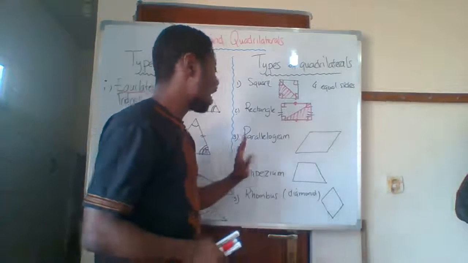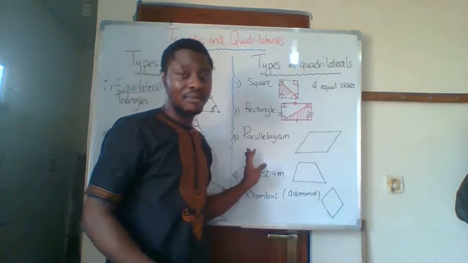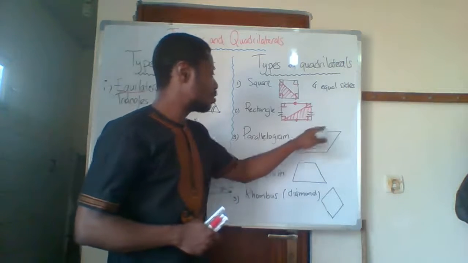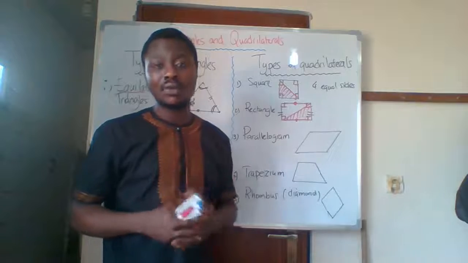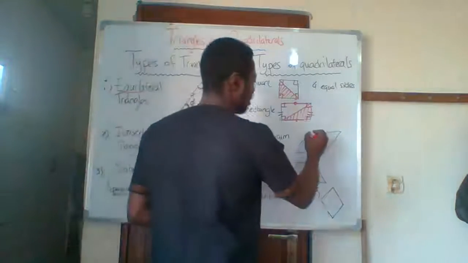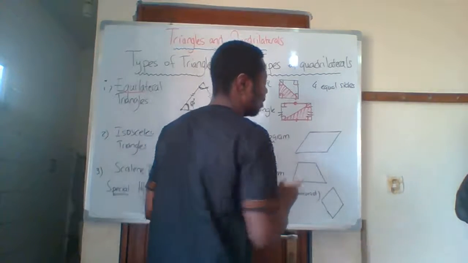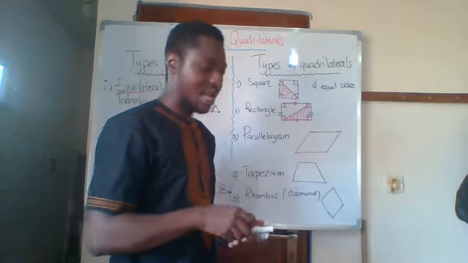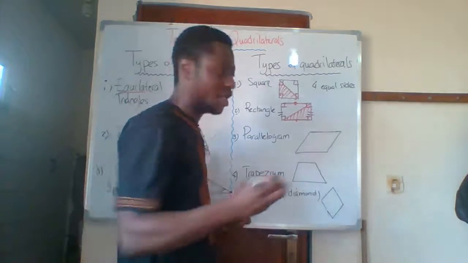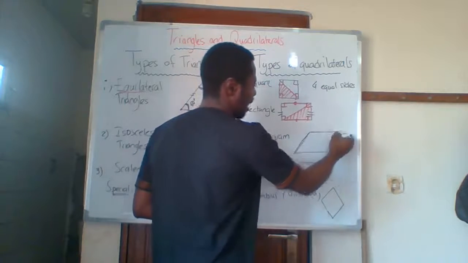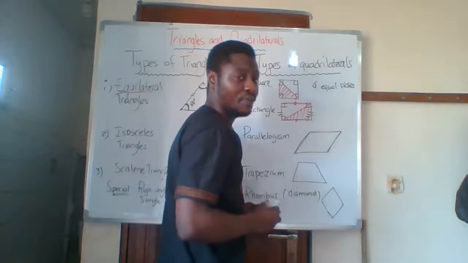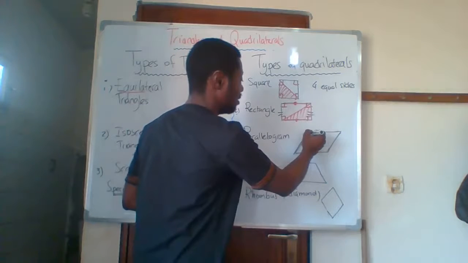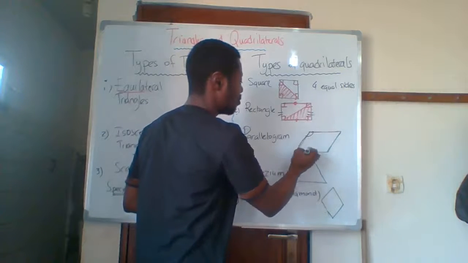Let's move on to this other one. It's called a parallelogram. The parallelogram is like a rectangle with two pairs of equal sides. This side over here and over here are equal. Those two horizontal line segments are equal. Then this one and that one are also equal. But the difference with the rectangle is the angles. You don't have square corners here.